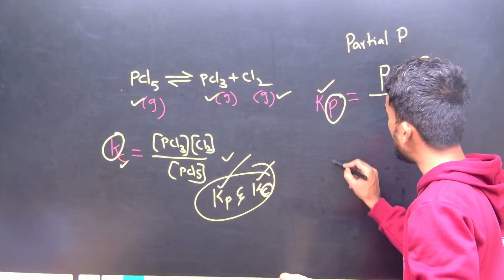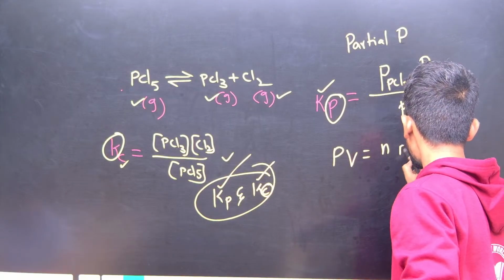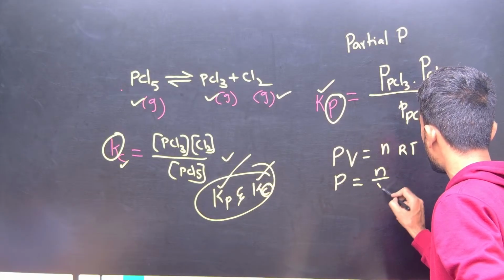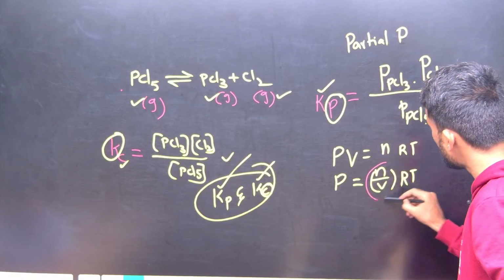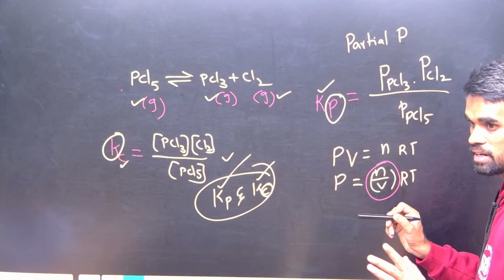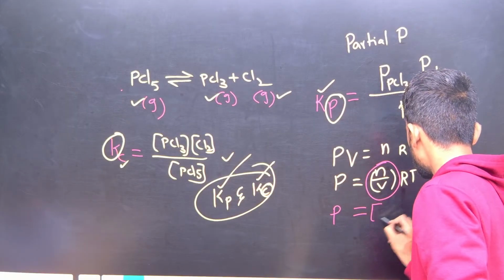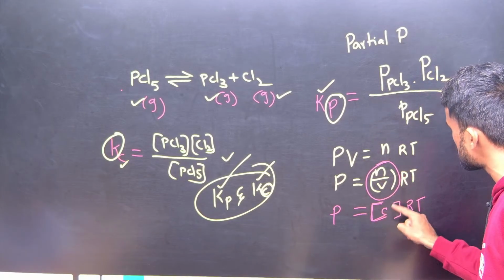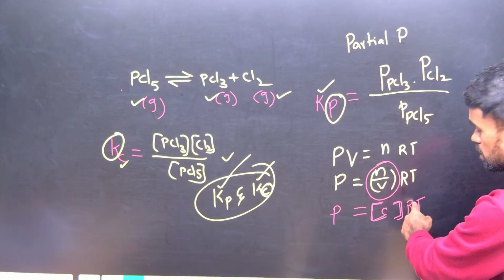So for an ideal gas equation, what do we have? PV equals nRT. So for P I can write n by V into RT. Can I write it like this? n by V means number of moles in volume, that is molarity. That is nothing but concentration only. So P I can write as concentration times RT. Concentration we indicate with this square bracket. So P equals concentration into RT.